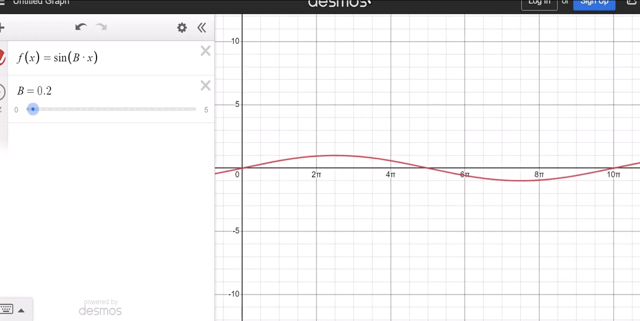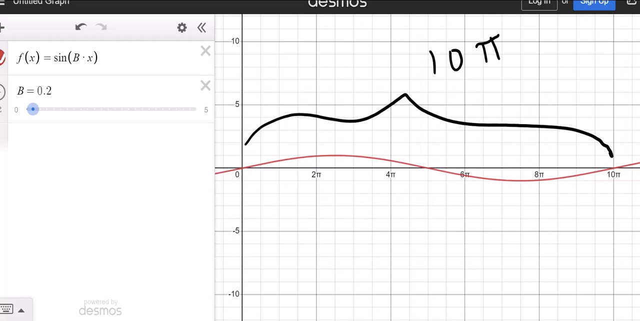And notice, for example, this period is 10 pi. The b value of 0.2 is actually 1 over 5. So we're noticing that when we have these fractions where the numerator is 1 and the denominator gets larger, we get this wider effect.